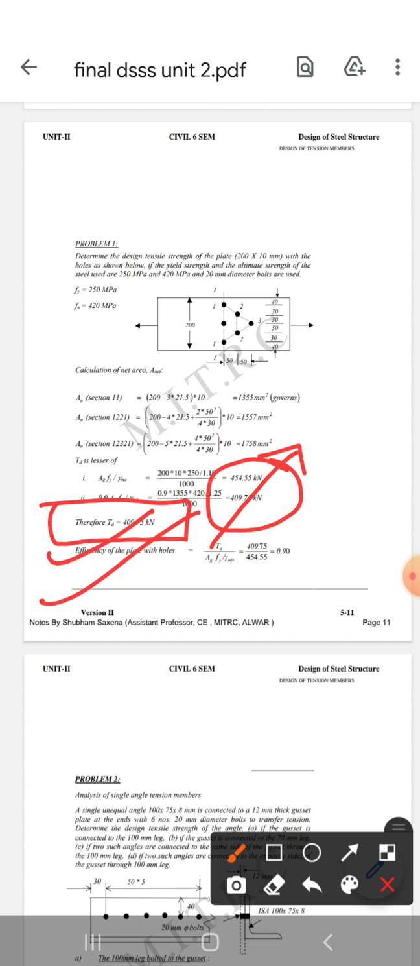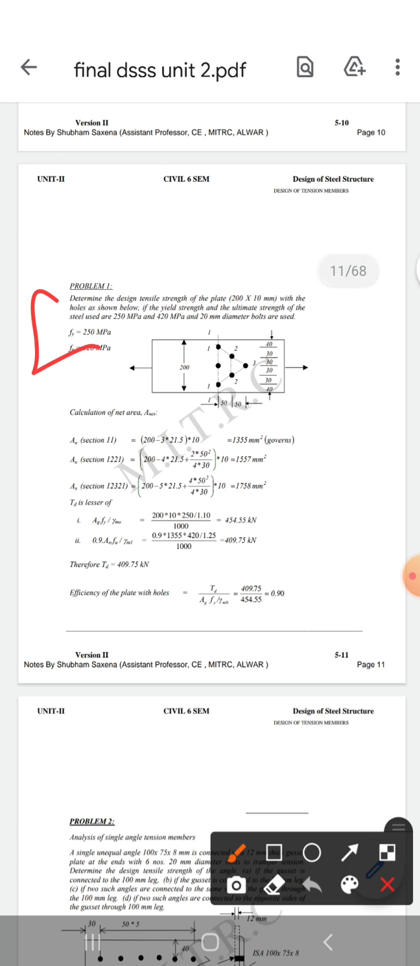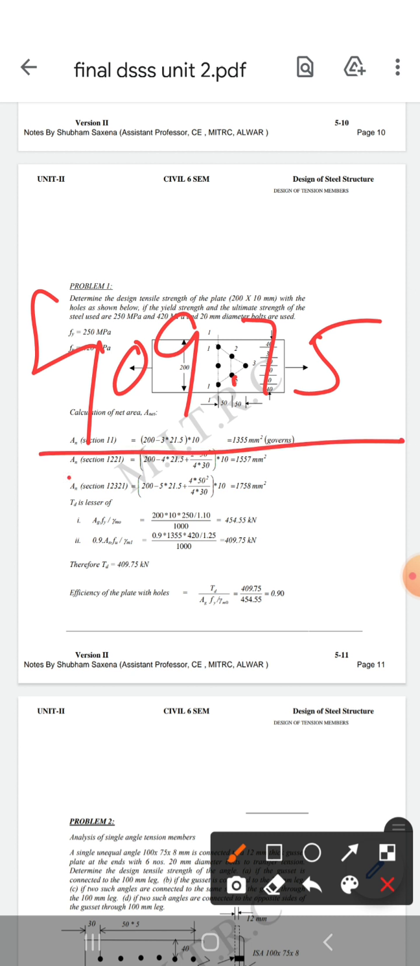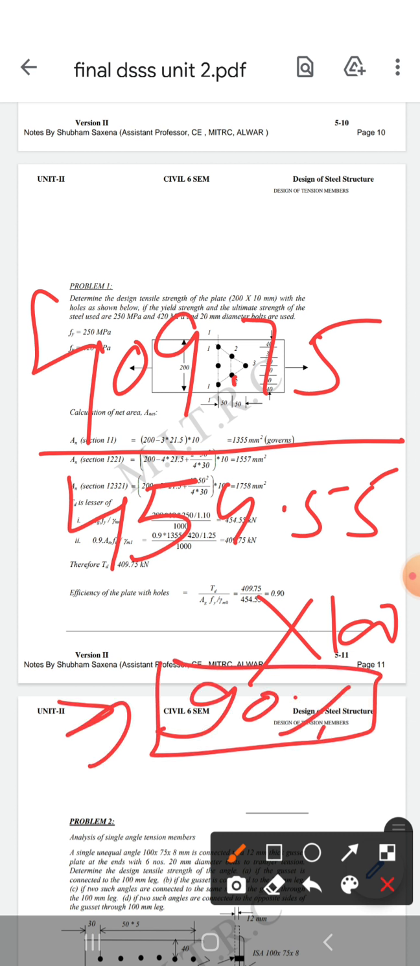Now you have to find here the efficiency of plate with holes. We know with holes the strength comes out to be 409.75. This is the strength when the holes are there, but when the holes are not there the strength was 454.55. So to calculate efficiency we have to multiply it by 100 also. So the efficiency comes out to be 90%. Okay, so it is the strength with holes of the plate.